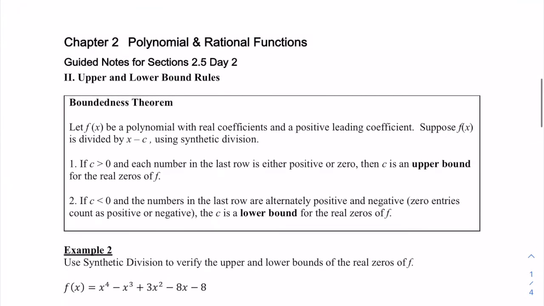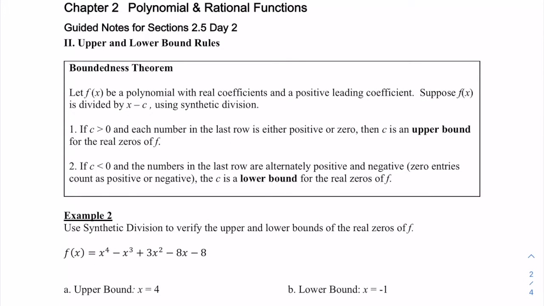Now let's consider a second technique, which considers upper and lower bound rules. It's also called the boundedness theorem. We're going to use synthetic division to determine an upper bound or a lower bound. If you have a number c that you're using as your k in synthetic division, and your last row of that synthetic division is either all positive or 0, then that number is the upper bound for the real zeros of f, meaning that there are no numbers greater than that value that are going to be zeros for that function.